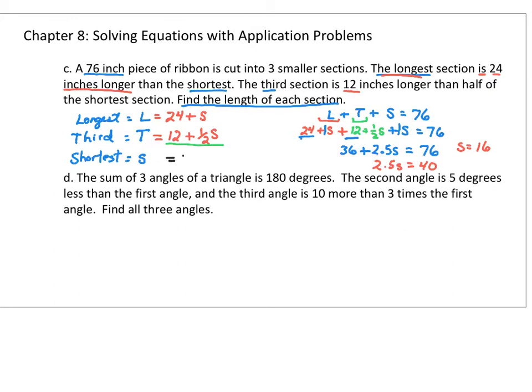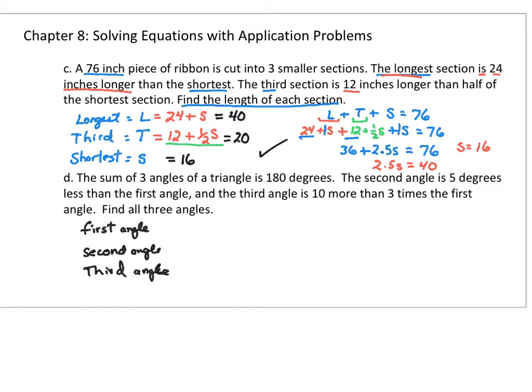S equals 16. The longest side would be 24 plus S, so 16 plus 24, that should be 40. And 12 plus 1/2 S. 1/2 S would be half of 16. That's 8 plus 12. That would be 20. So let's add them up to see if we get 76. 40 plus 20 plus 16 is 76. Yes. Okay, so you try problem D, and then we'll check your answer as soon as you're finished. Okay? Pause.